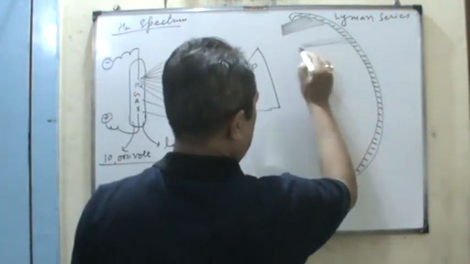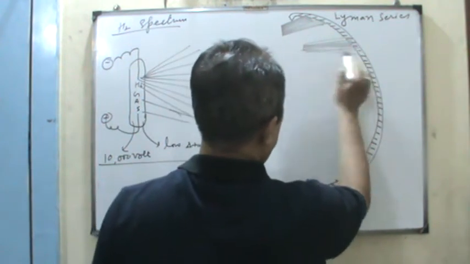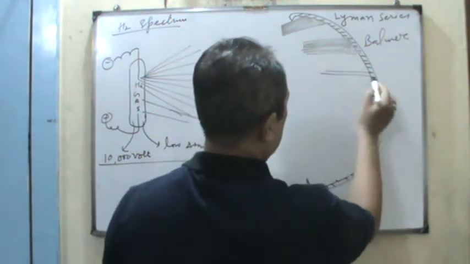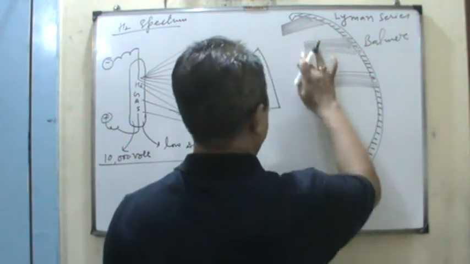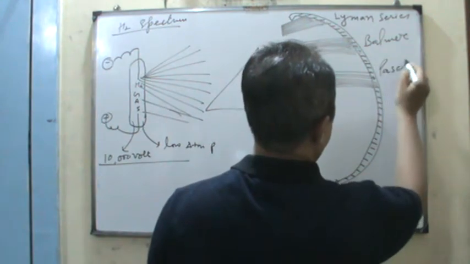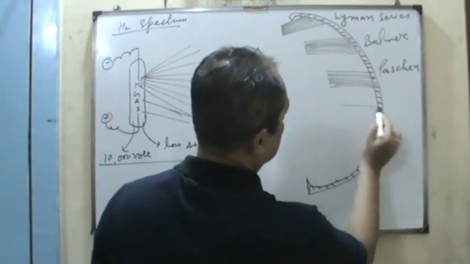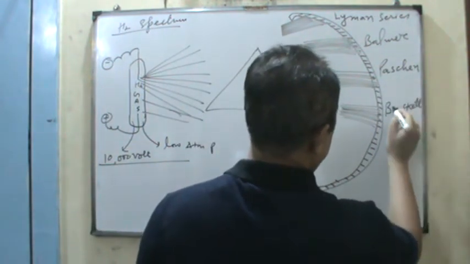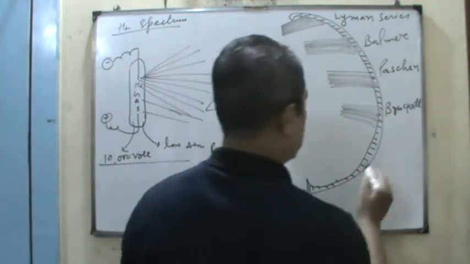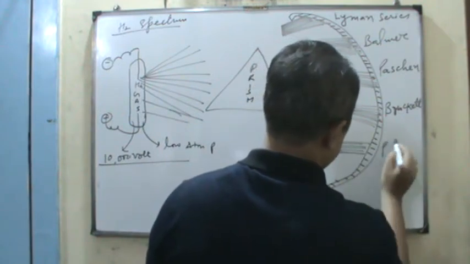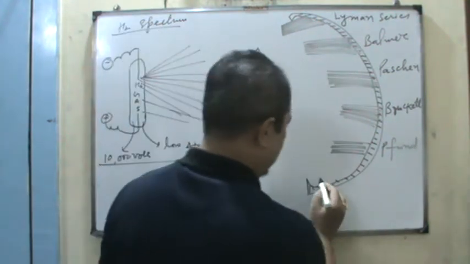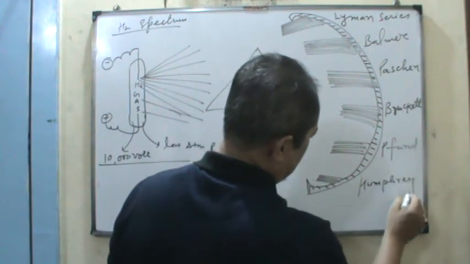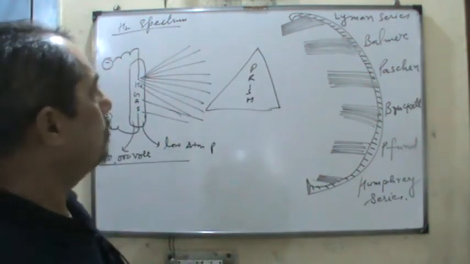Now the next line is the, what is the name of the series? Balmer series. Next line: Lyman, Balmer, and what is there? Paschen series. Then it is known as Brackett. Lyman, Balmer, Paschen, Brackett, and the next line is the Pfund series. Finally, these lines are very few in number and still under discovery, known as the Humphreys series.